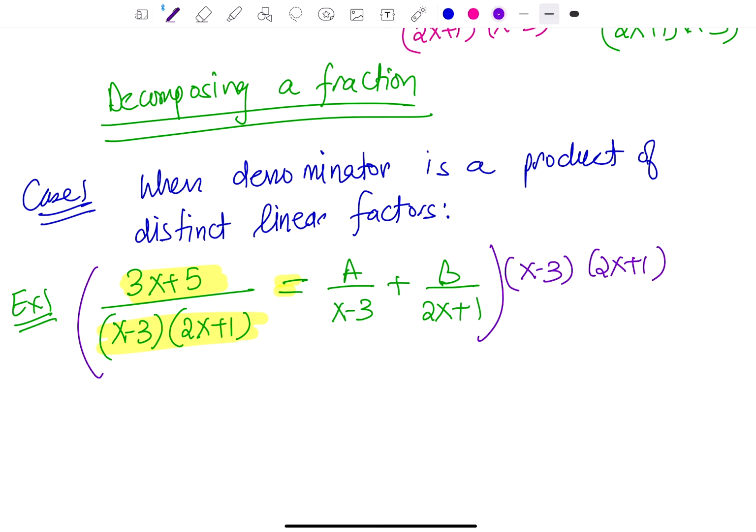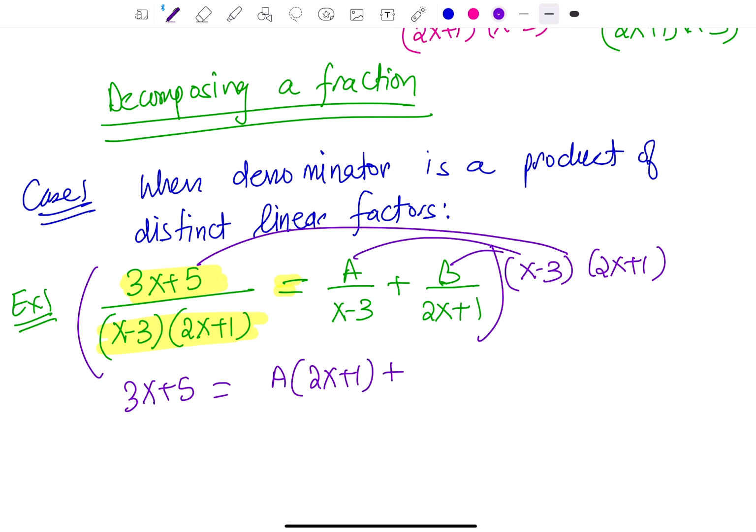You will have to use skills like plugging in a special number to evaluate an algebraic expression, solving an equation, or solving a system of equations. So make sure you review those: solving linear equations and systems of equations. So I'm going to be distributing this into all three fractions here. On the left hand side, I would be left with 3x plus 5. The right hand side would be A times 2x plus 1 plus B times x minus 3.